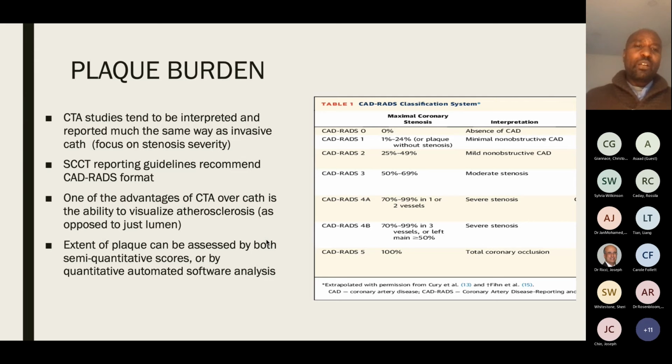Now, of course, one of the advantages that we should exploit of CT over cath is the ability not to just visualize the lumen, but also to visualize atherosclerosis in the vessel wall, which is not well appreciated on cath if you're not using IVUS. So the extent of plaque can be assessed by both semi-quantitative scores or by quantitative automated software analysis in CT. And research has shown that this is becoming more and more helpful tool.